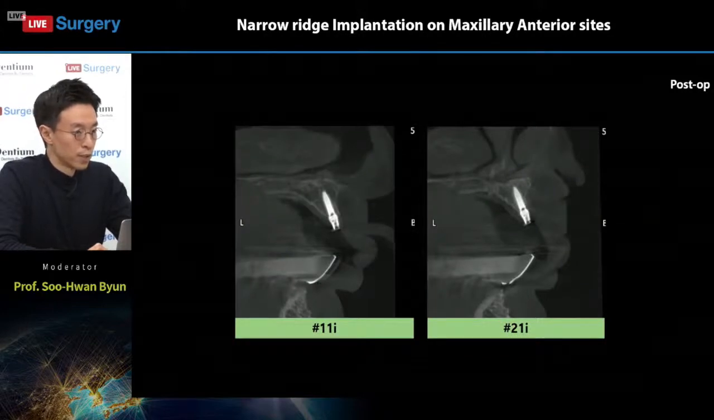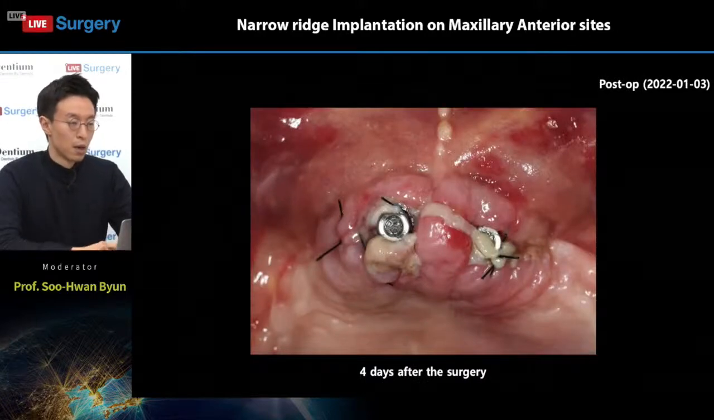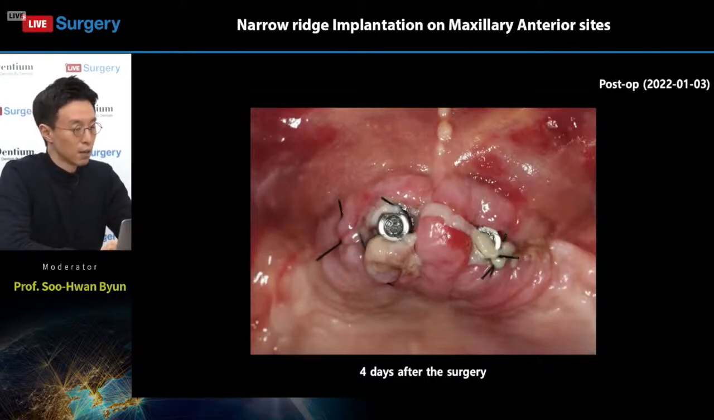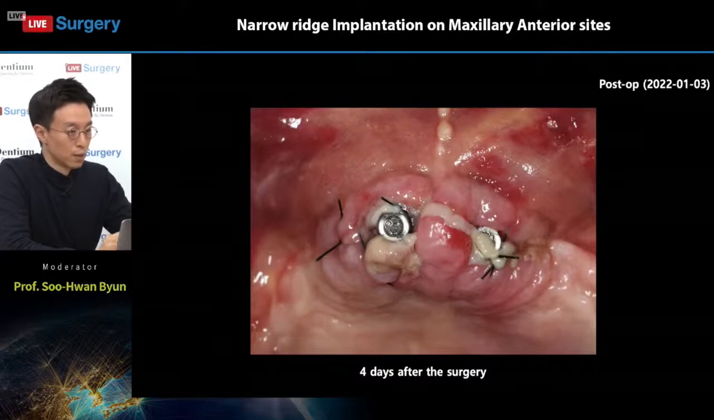This is the post-operative CBCT image. The fixtures are well placed and surrounded with intact bone. Honestly, this live surgery case was also taken 2 weeks ago. This is the clinical photo at 4 days after surgery. You can see the incomplete wound healing condition. I guess it would be better as time goes.